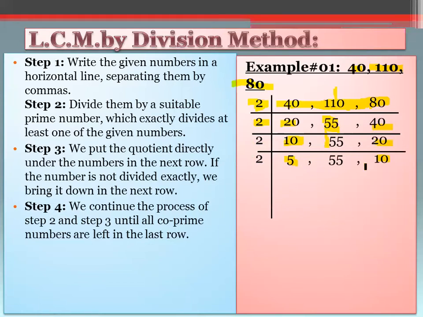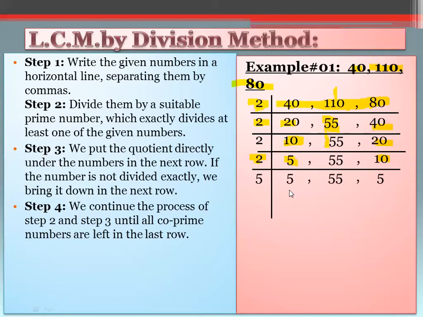So my dear students, again you will get 5 here, and again you'll get 10 here. You cannot divide 55 by 2, but you can divide this 10 by 2. So again you will take your next prime factor, again 2. So 55 you will copy in the next row here, and then divide this 10 by 2. So 2 into 5 is 10.